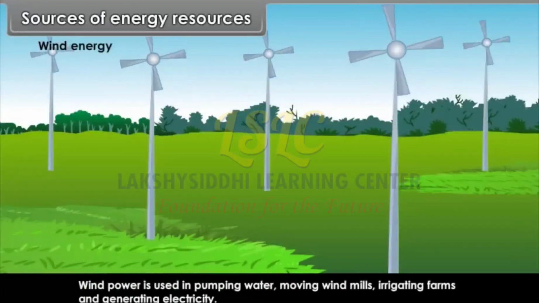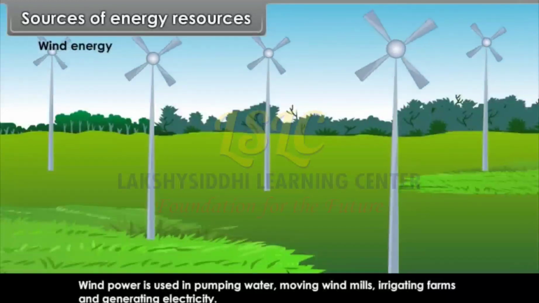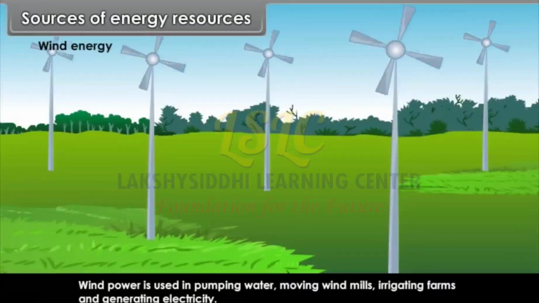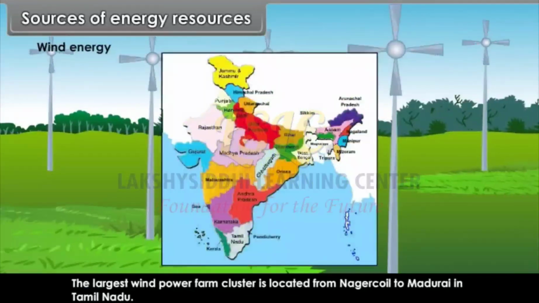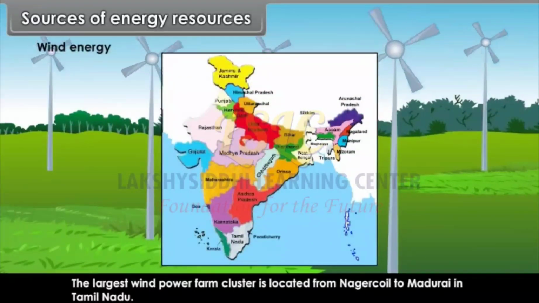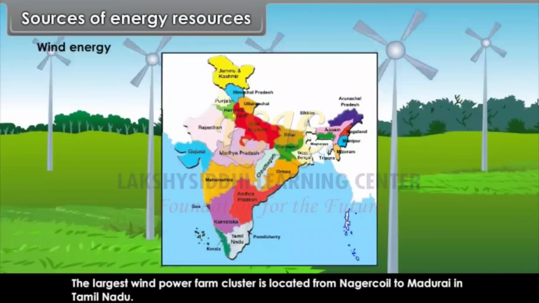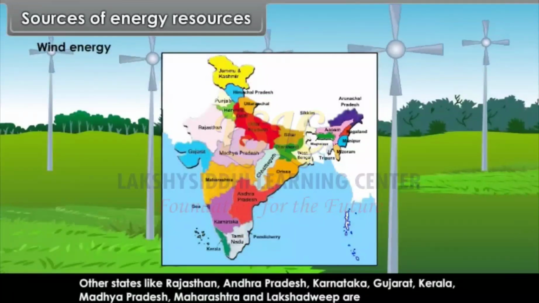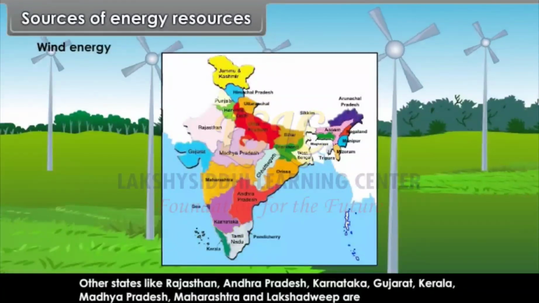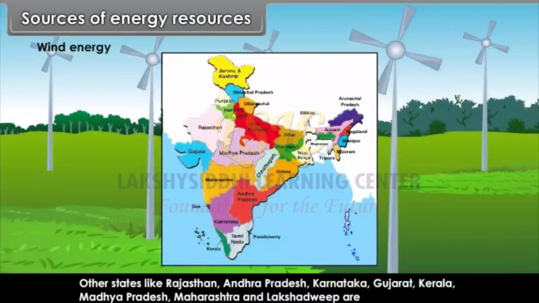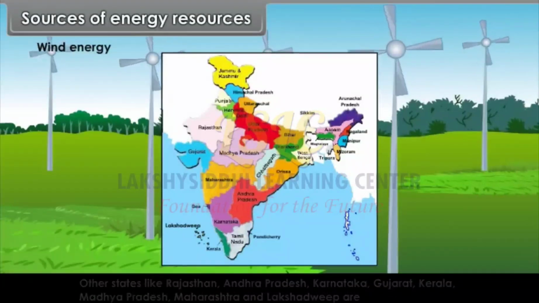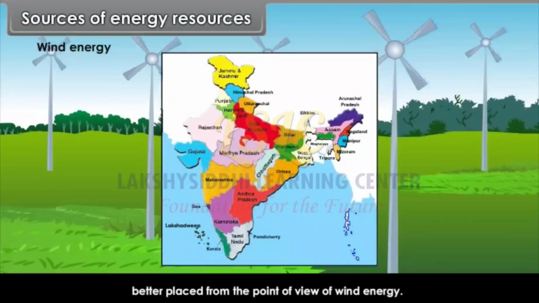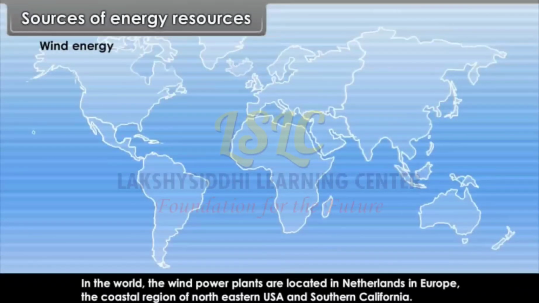Wind energy. Wind power is used in pumping water, moving windmills, irrigating farms and generating electricity. The largest wind power farm cluster is located from Nagercoil to Madurai in Tamil Nadu. Other states like Rajasthan, Andhra Pradesh, Karnataka, Gujarat, Kerala, Madhya Pradesh, Maharashtra and Lakshadweep are better placed from the point of view of wind energy. In the world, the wind power plants are located in Netherlands in Europe, the coastal region of northeastern USA and southern California.